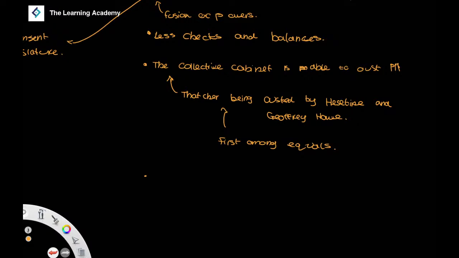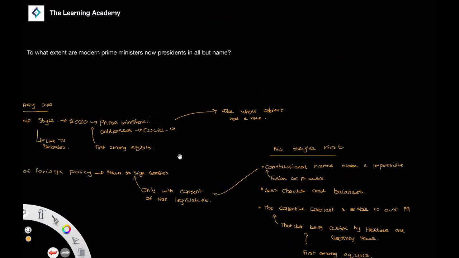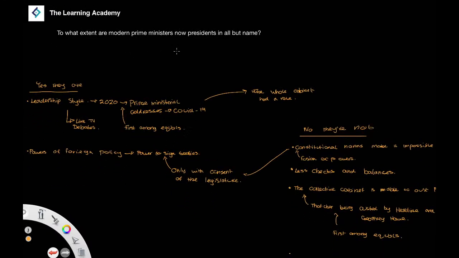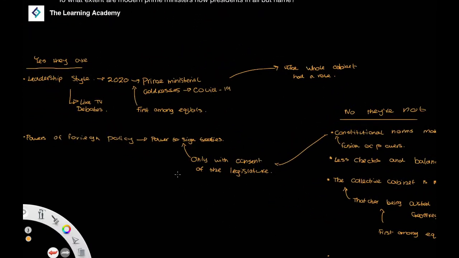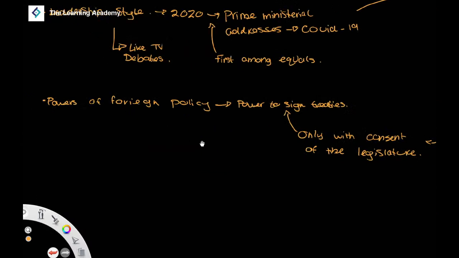Okay, so there is one more point I want to talk about, and this relates to the existence of coalitions and minority government agreements. So how can we talk about this in relation to this question? For anybody who's just joined, the question we're going through is to what extent are prime ministers now presidents in all but name? And we've made some points on this side. We talk about leadership style, their foreign policy powers. You can talk about their personality. During general elections, their personality is more on show than their politics. So I'm actually going to put that point here as well.